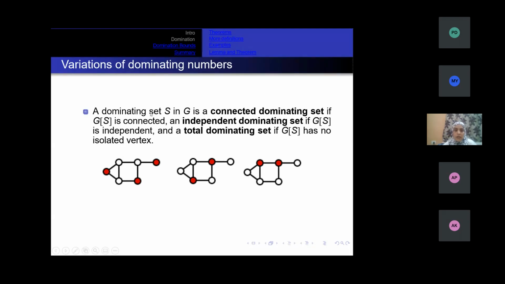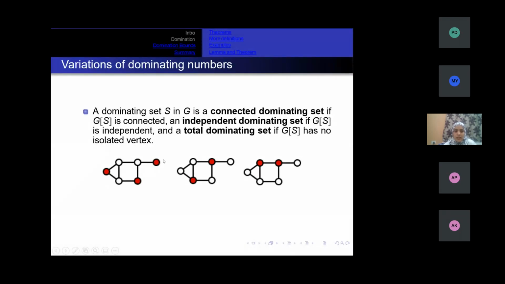What I am going to explain here: a dominating set S in G is a connected dominating set. Why is it known as a connected dominating set? We have a dominating set, right? So why have they named this dominating set a connected dominating set? It means that this is a simple graph.